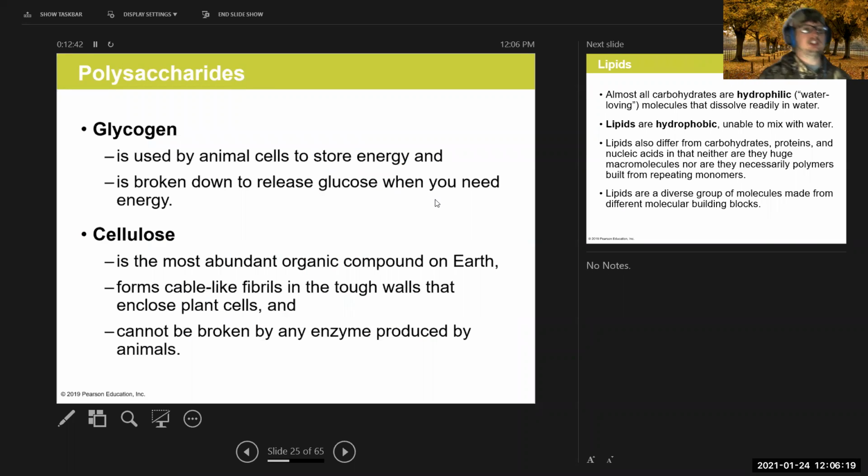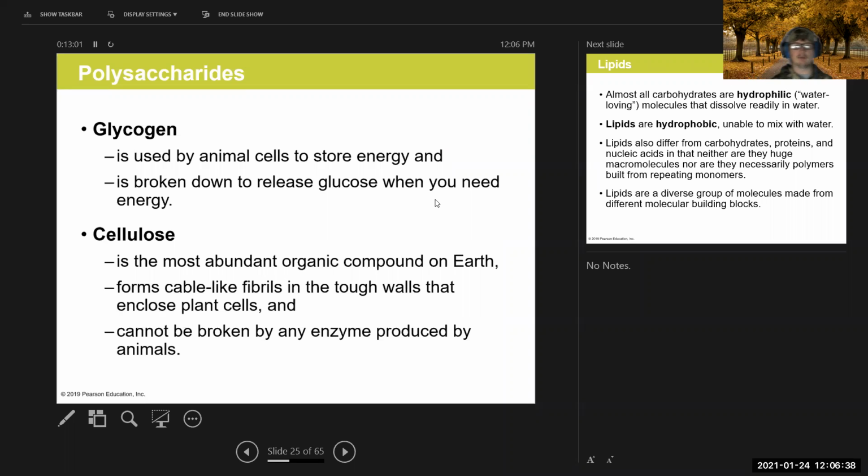All right, so as I mentioned, glycogen is used by animal cells to store energy, and it can be broken down into individual glucose molecules that will then undergo cellular respiration to get the needed energy and ATP molecules for cellular processes to work.